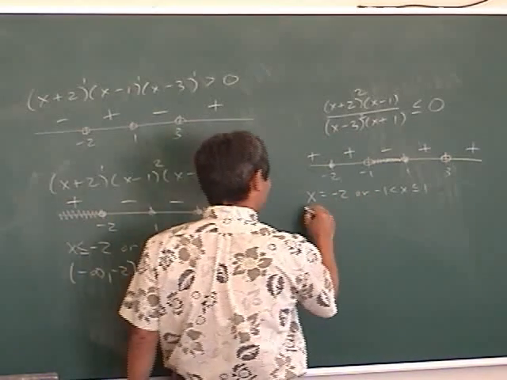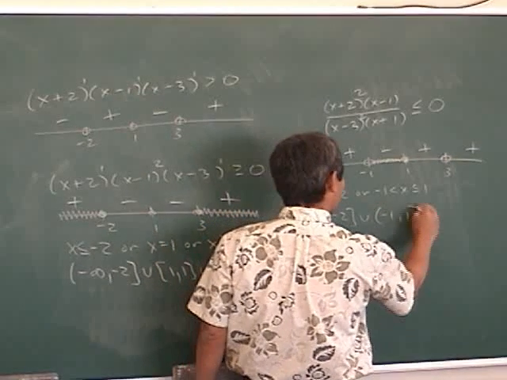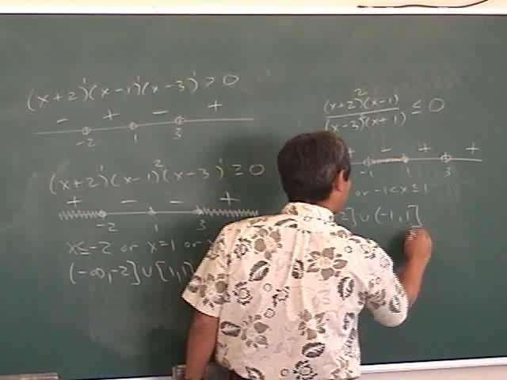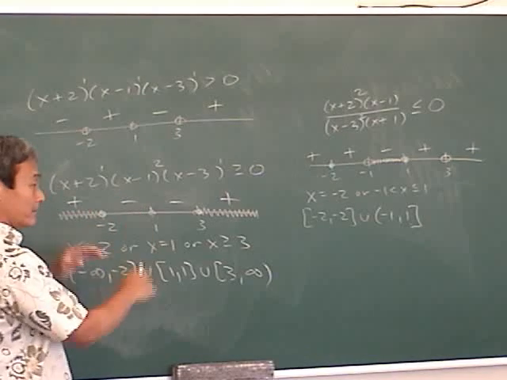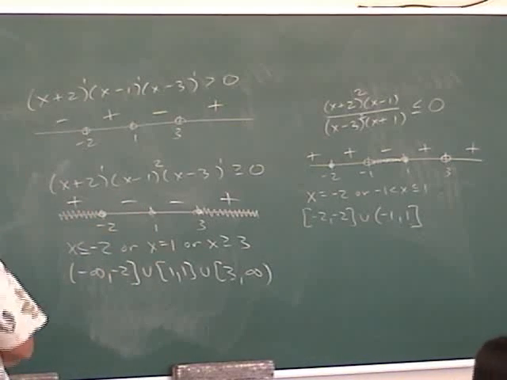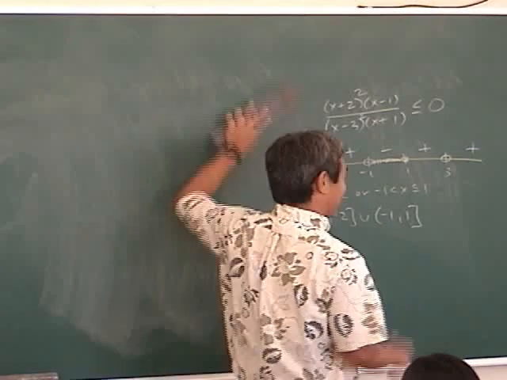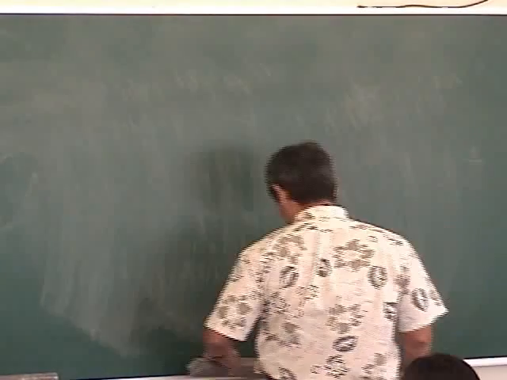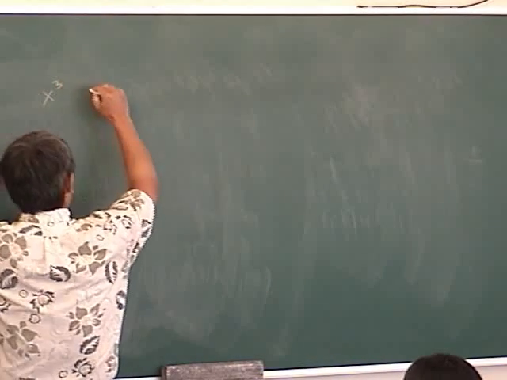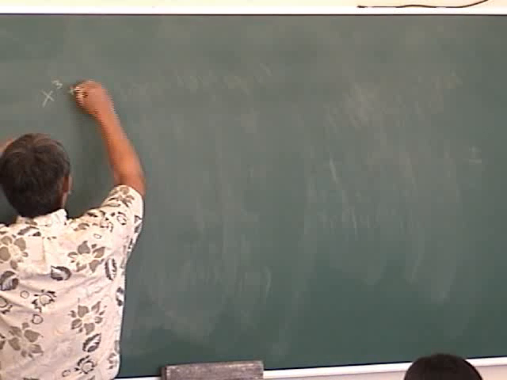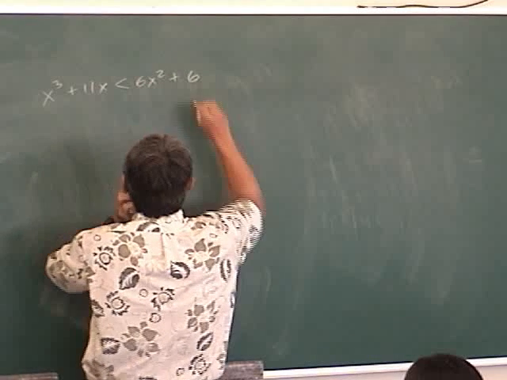Or if you want to write interval notation, -2 to -2, including -2, union, -1 to 1, including the 1, but not the -1, like that. You guys know, right? Parentheses means it doesn't include, and bracket means it includes, right? Oh, this is easy. Okay, but now, what happens if it's not tailor-made? Like this. What if you have x cubed plus 11x is less than 6x squared plus 6?